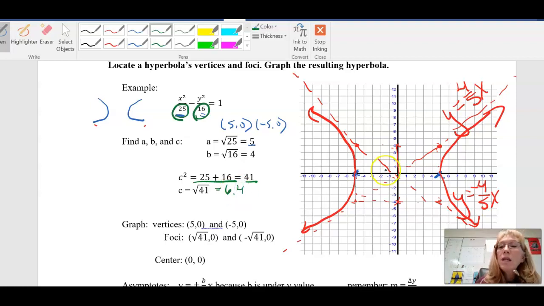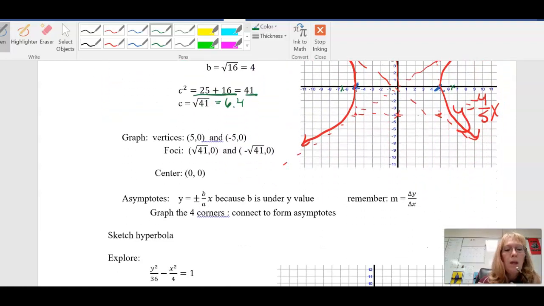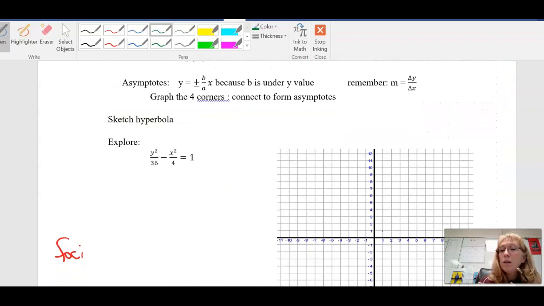All right, so we're going to go 6.4 on the x-axis, left and right. So my foci are right here, (6.4, 0) and (-6.4, 0), centered at the origin. Not too bad, right? Okay, I want you to pause and try yours.